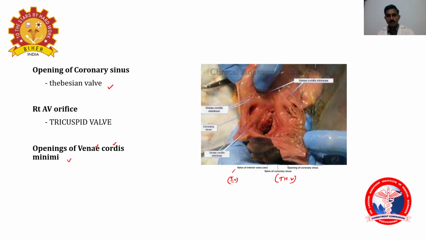This is an intraoperative picture of the small venae cordis minimi. You can see a small opening here. So this is the opening of venae cordis minimi, and this is the opening of the coronary sinus.